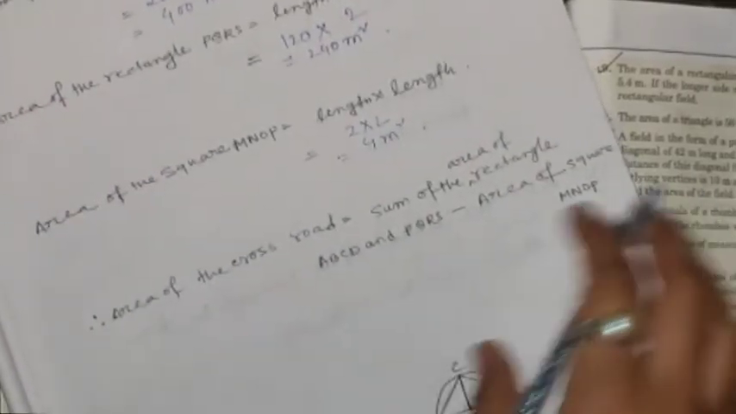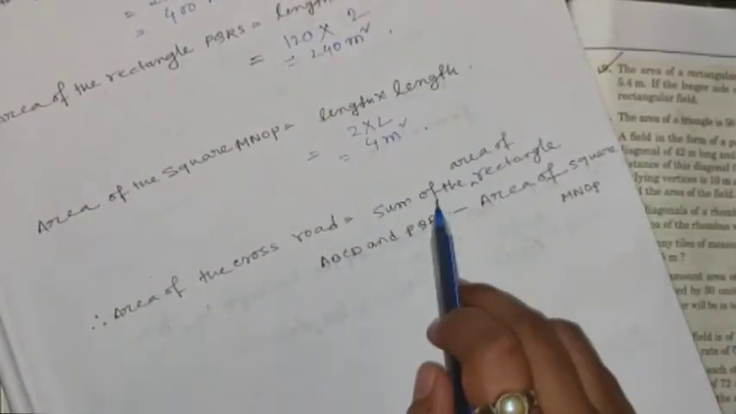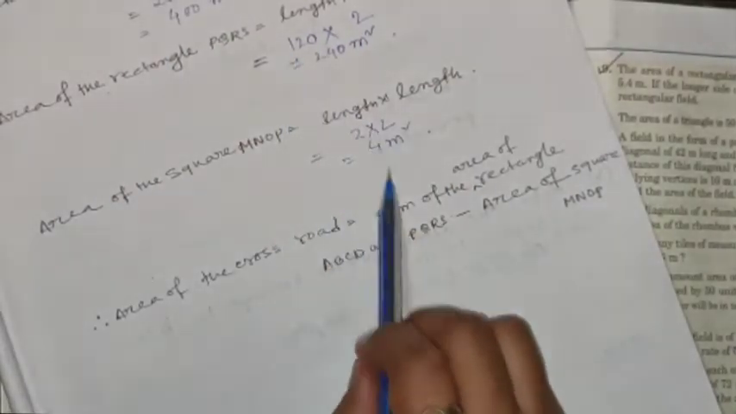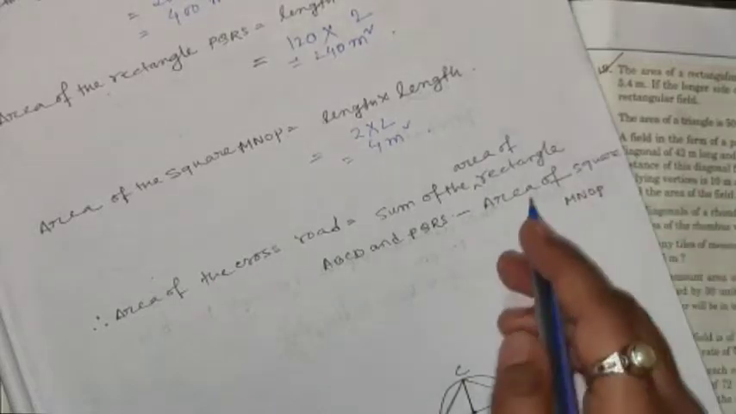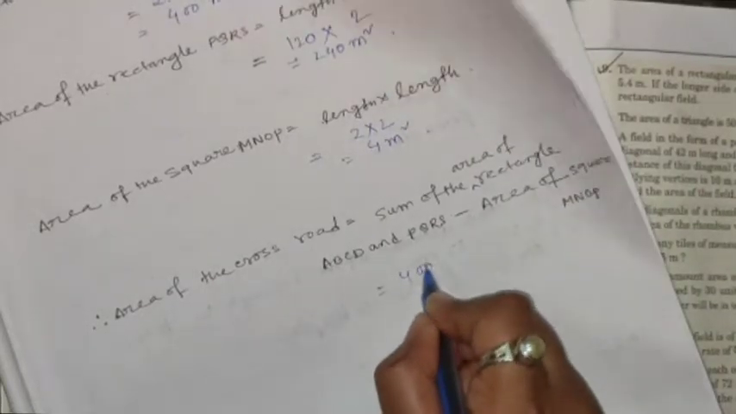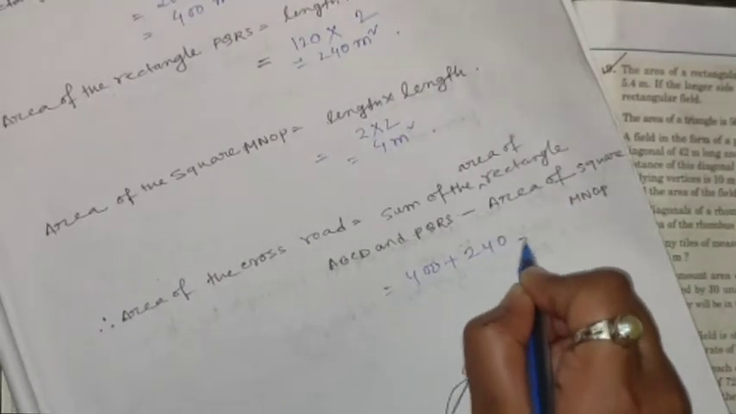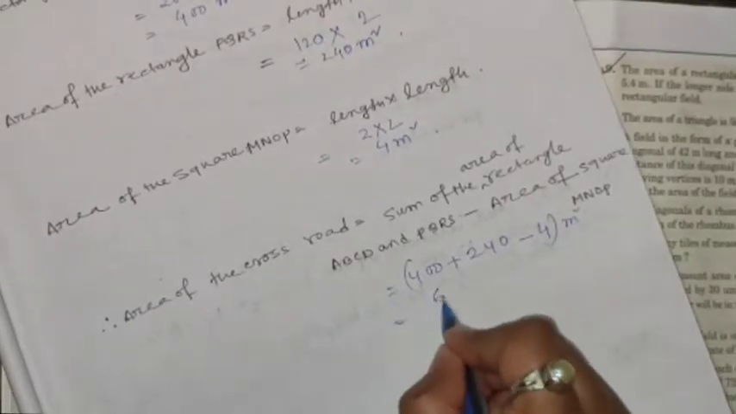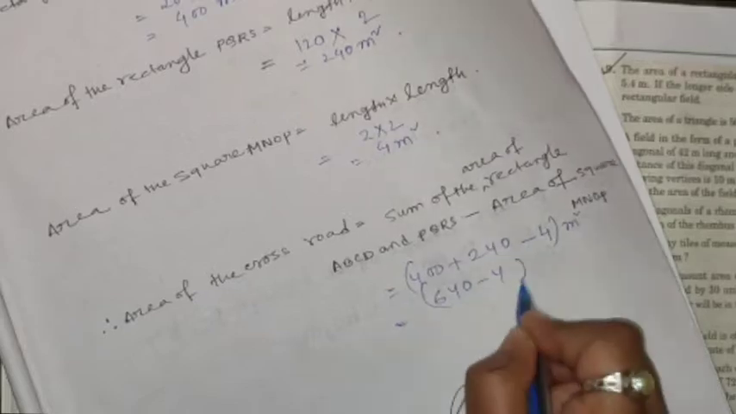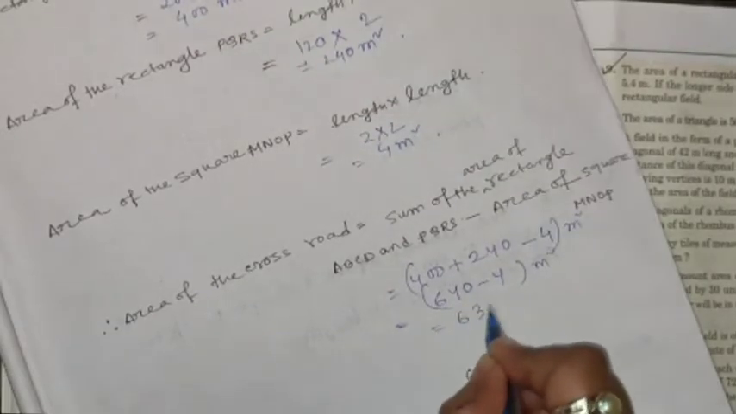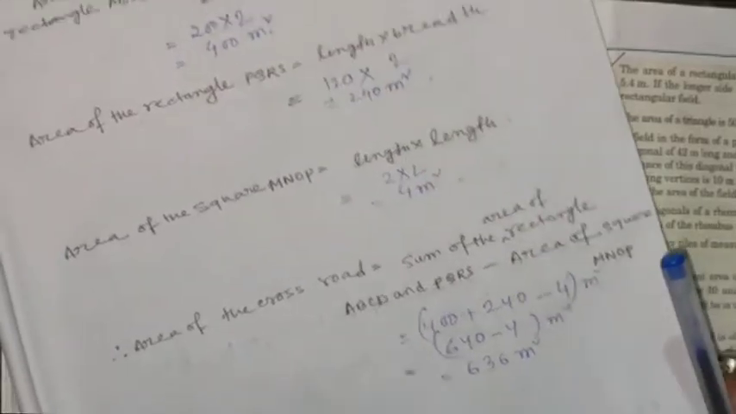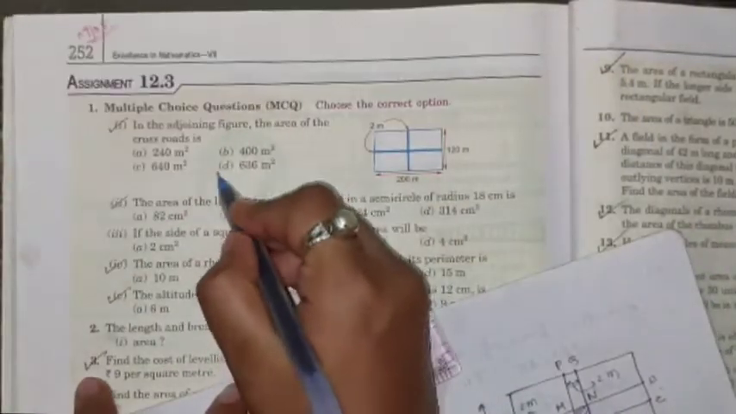So the area of this crossroad will be the sum of the areas of the rectangles ABCD and PQRS minus the area of square MNOP. So 400 plus 240 minus 4 meters square, so this will be 640 minus 4, that is 636 meters square. So this will be the correct answer, 636.